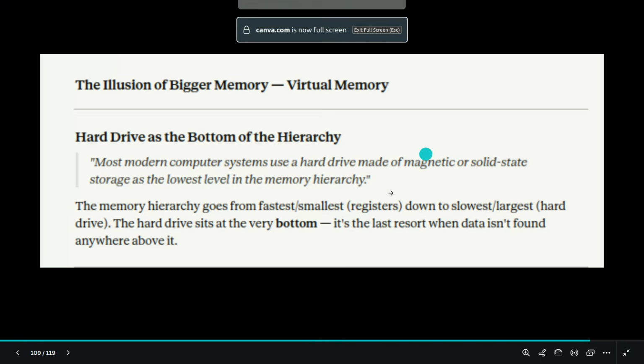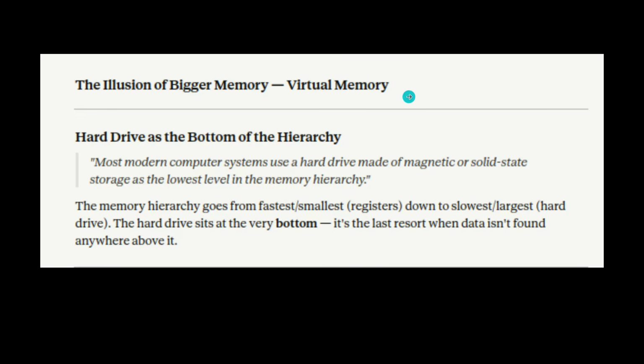So right now we are going to understand virtual memory in detail. We are going to start our discussion on virtual memory. Virtual memory is nothing but an illusion of a bigger memory. Let's see here: the hard drive, which is the bottom of our hierarchy.